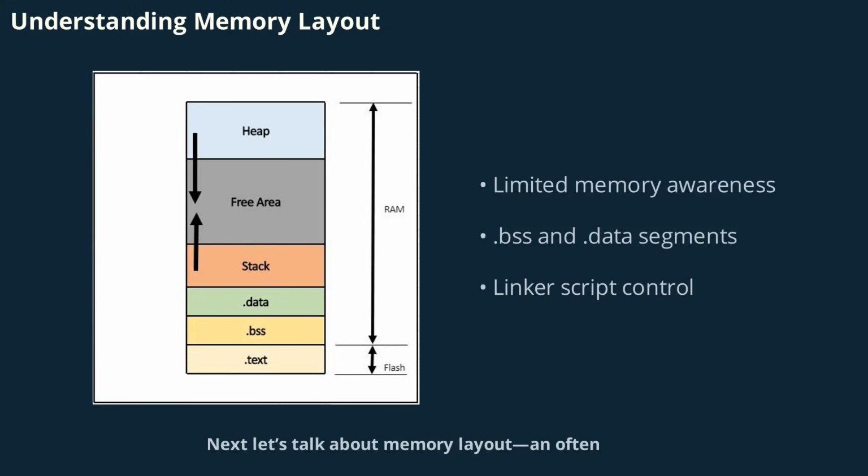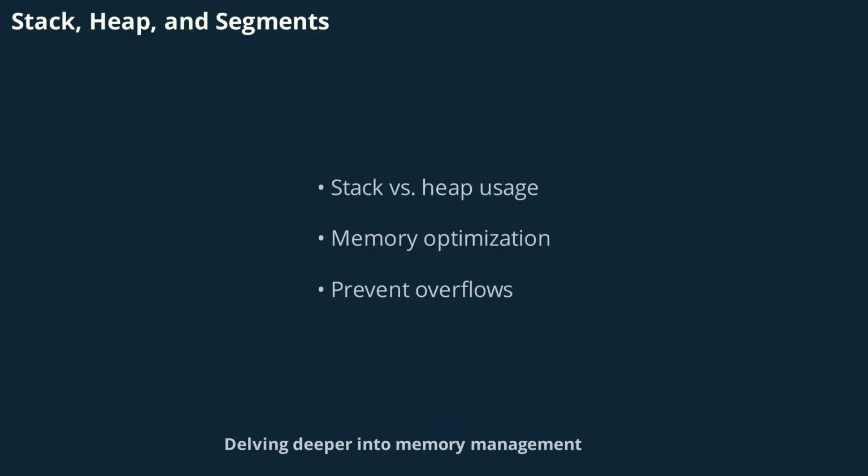Next, let's talk about memory layout, an often overlooked but critical aspect of embedded development. Embedded systems typically have limited memory, so understanding how memory is organized is essential. This includes knowing about the BSS and data segments as well as the startup code that initializes your system. Reading and modifying linker scripts allows you to control memory allocation, while keeping stack and heap usage under control prevents crashes and unpredictable behavior.